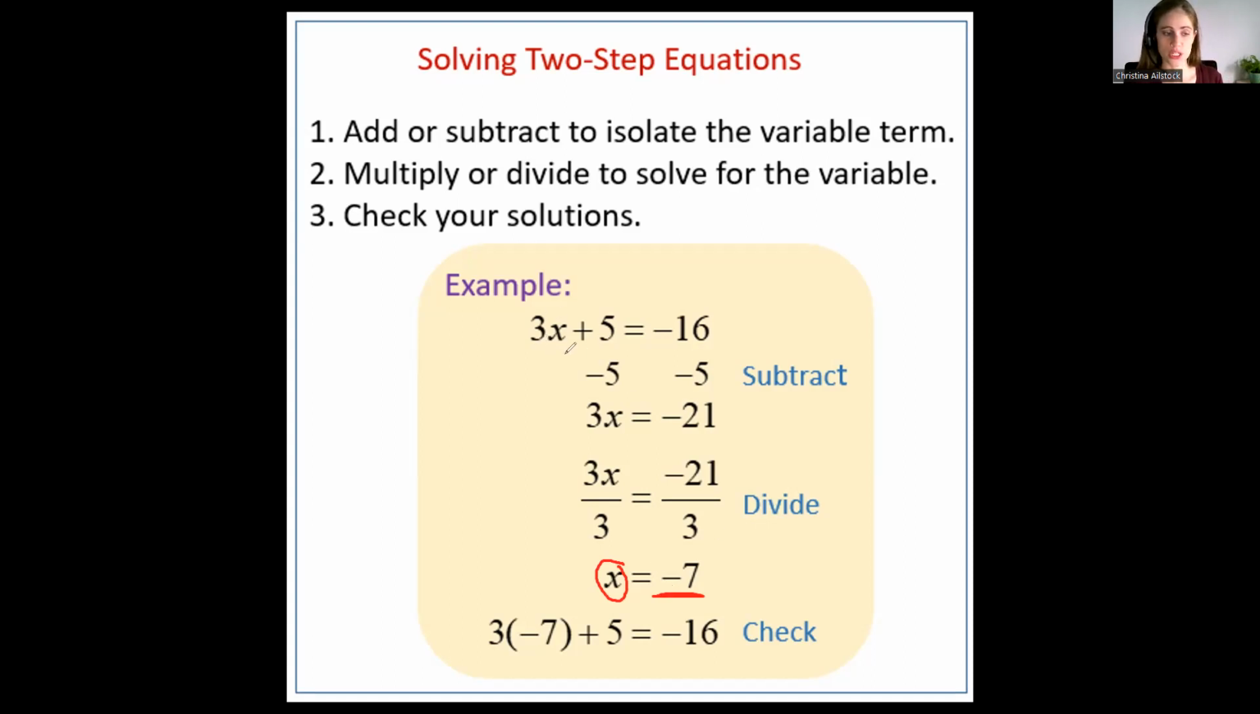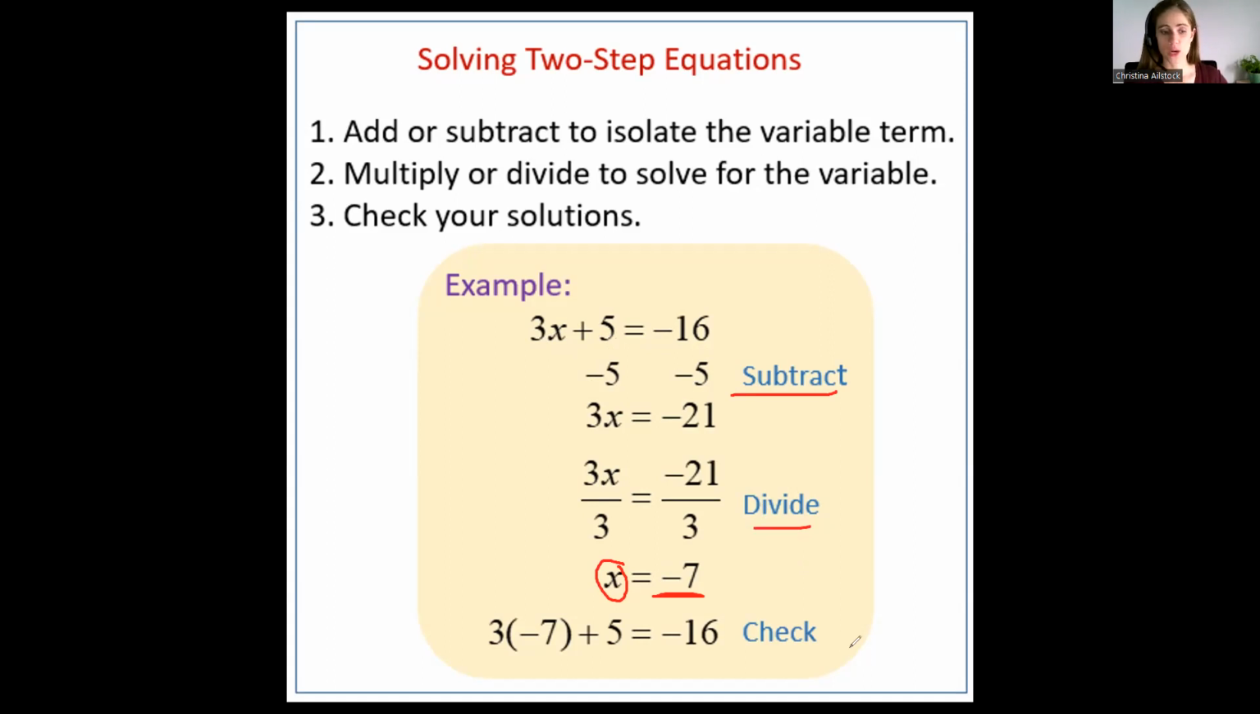So we can see here originally we had 3x plus 5. The inverse of addition is subtraction. And then after we perform that, we have 3x, another way of saying 3 times x. Well, the inverse, the opposite of multiplication, is division.